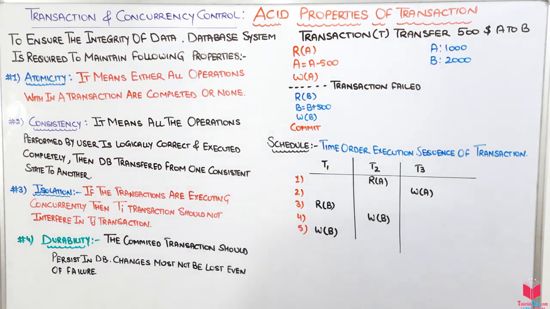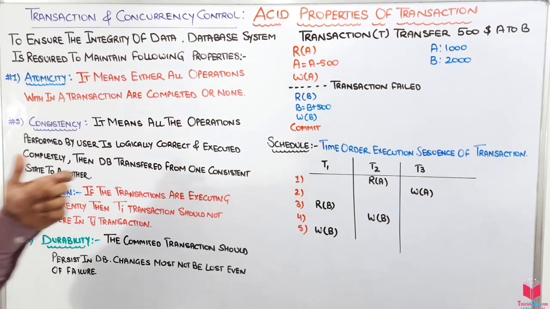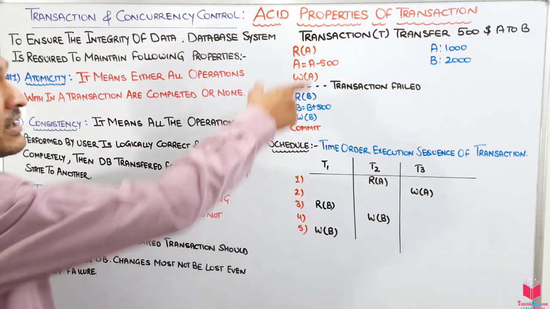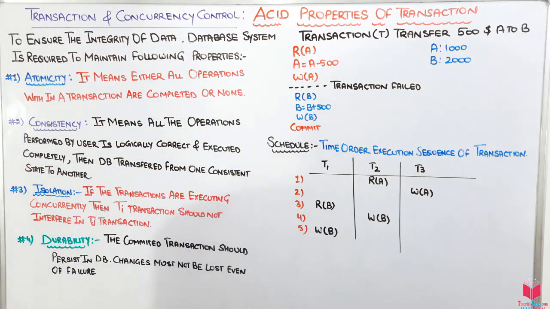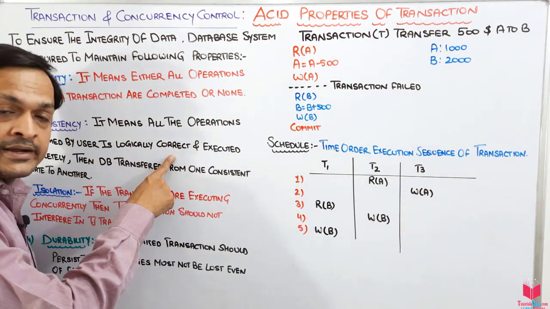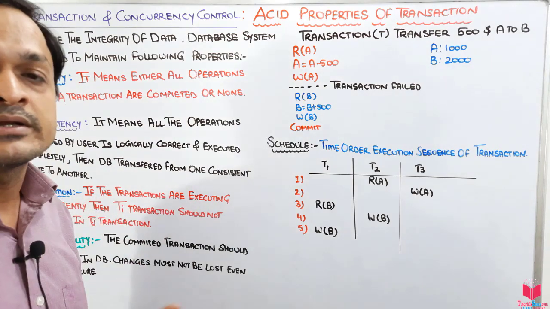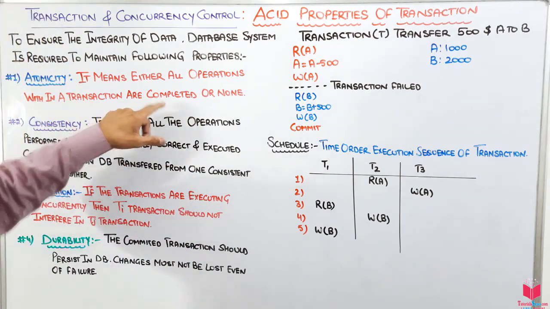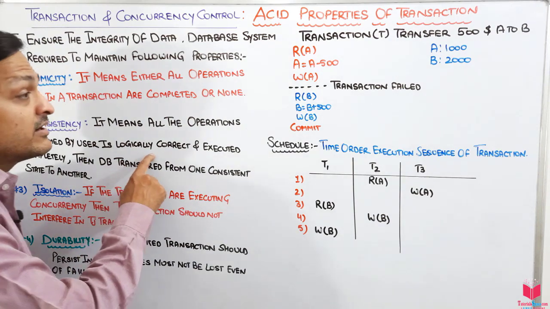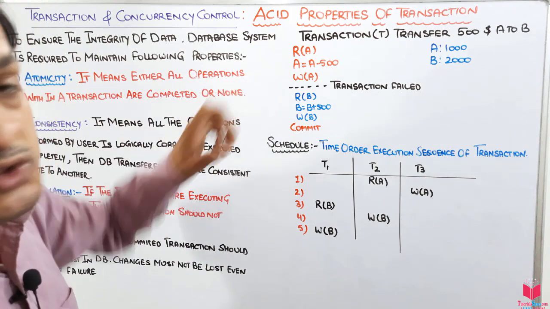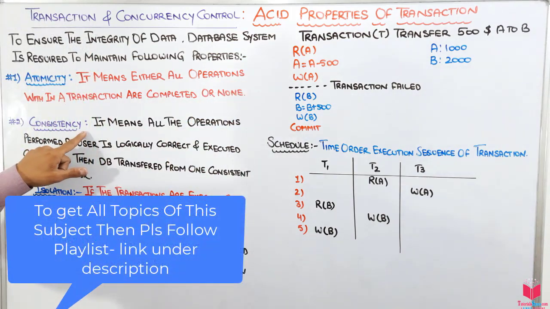After that, consistency comes. It means all the operations performed by the user are logically correct and executed completely. If the transaction is completed and logically correct, then we are maintaining consistency. Completing doesn't just mean completing the transaction; it has to be logically correct. The way or the order of the code or these operations should be correct. So consistency should be maintained here.